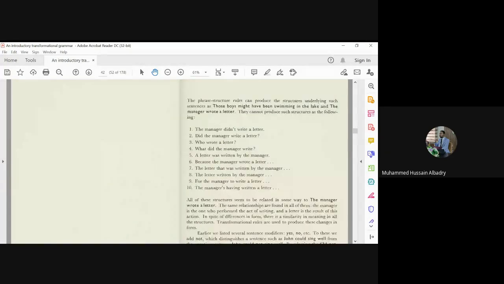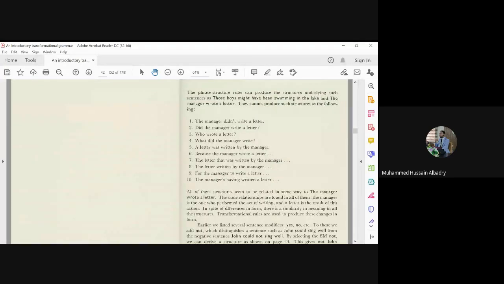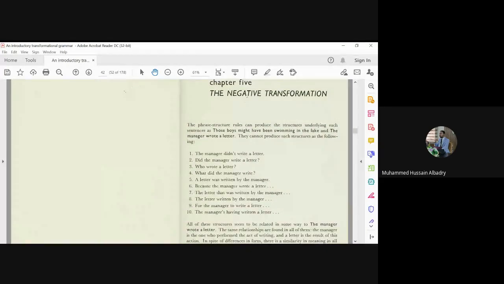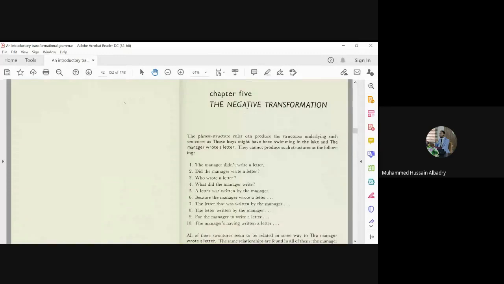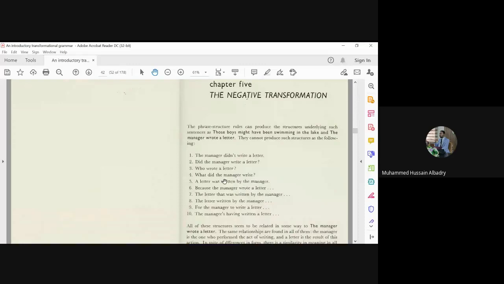طبعا تقدر هسه شجرة واحدة تختصر لك كل الفصول الفوق. شلون how to make negative. Okay. For example, if you have a sentence, the manager didn't write a letter. Okay. Did the manager write a letter? Who wrote a letter? Etc.